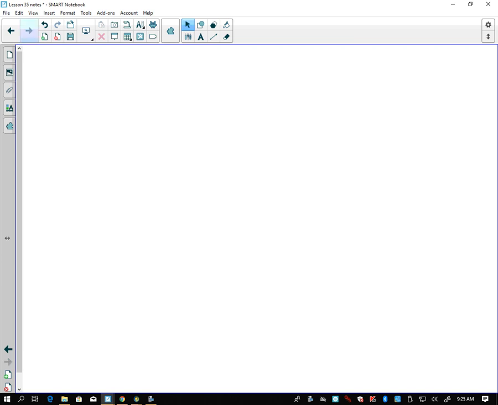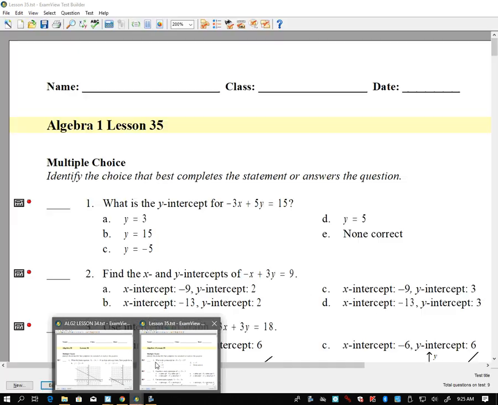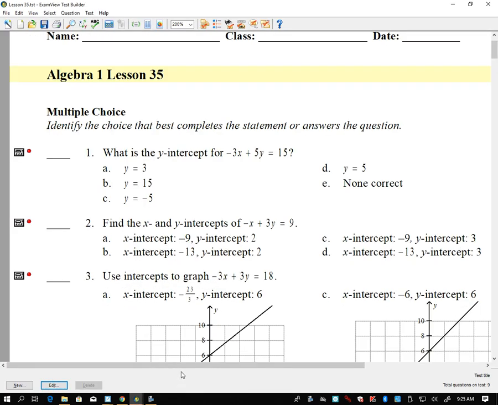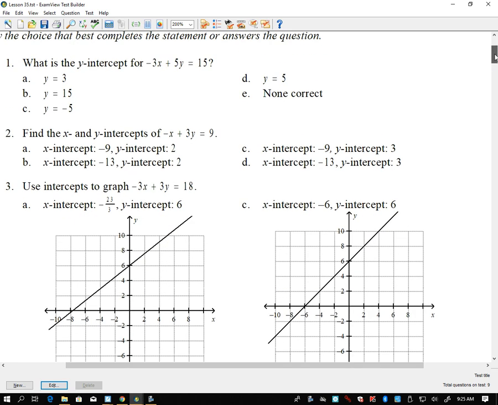All right, let's see, that looks like it for that. So let's take a look at some questions we can address. Question number 1 here. What is the y-intercept for negative 3x plus 5y equals 15?